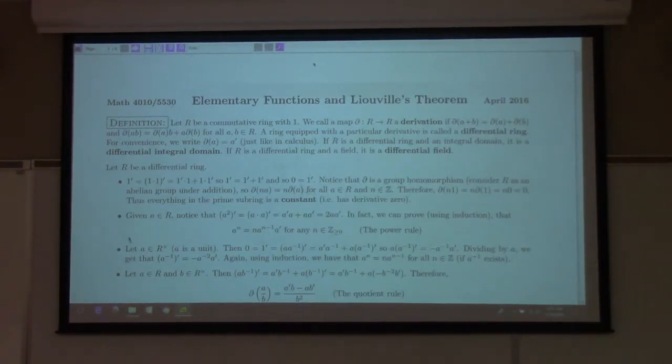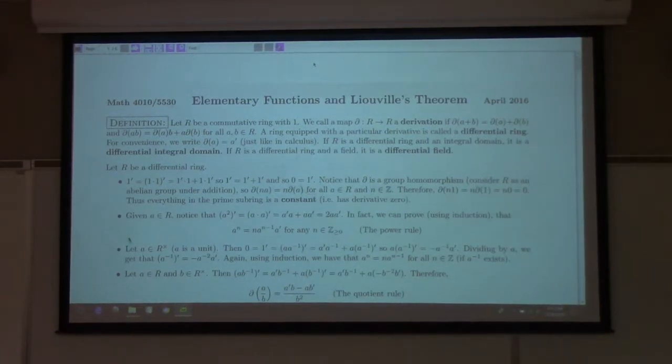Now he has some examples. Well, some general properties. First of all, the derivative of 1 is 0. And you notice that the derivative is a group homomorphism with respect to the abelian group structure of the ring. And so you get this. And so in fact, the derivative of any integer in the ring is 0. Furthermore, everything in the prime subring is constant.